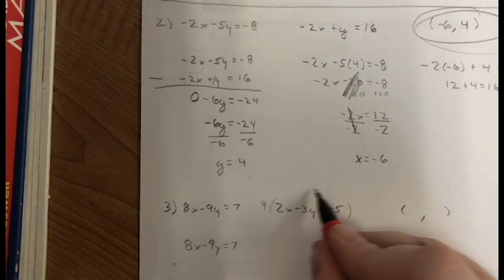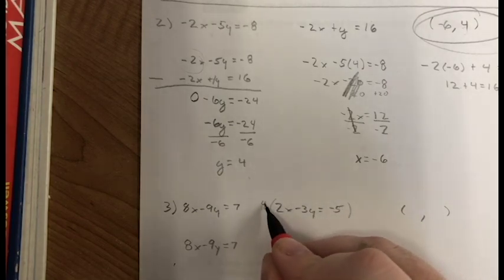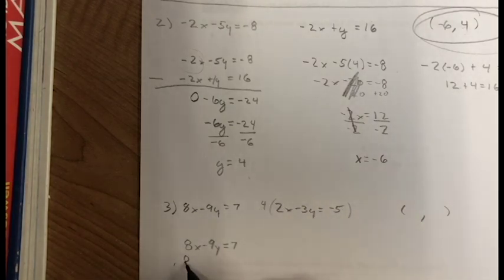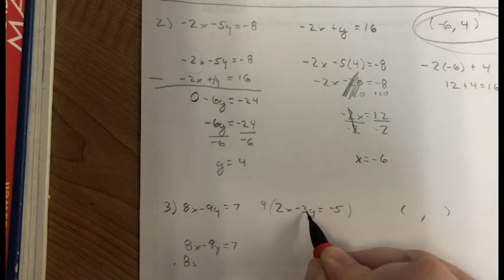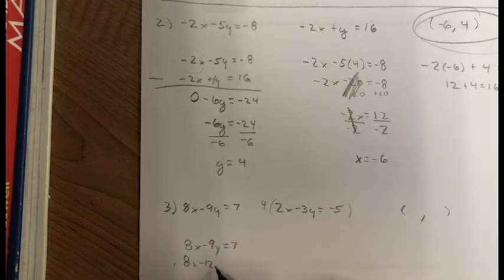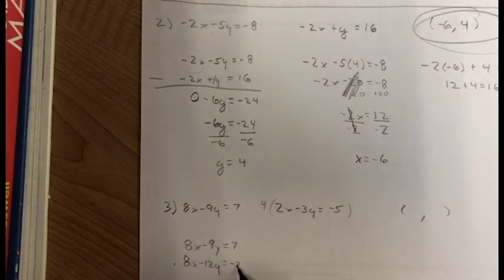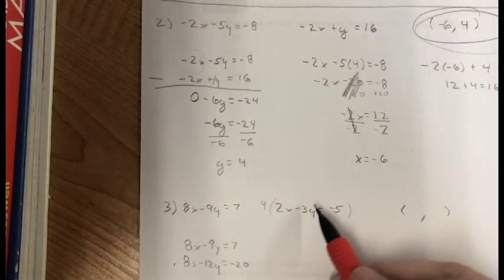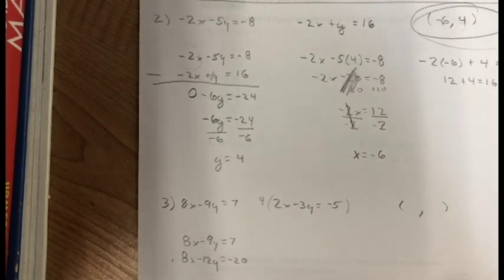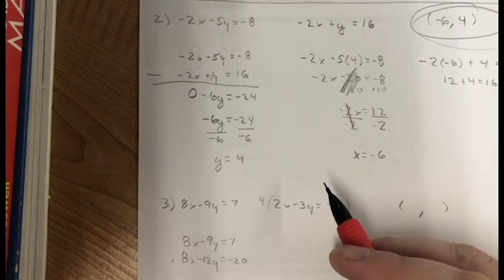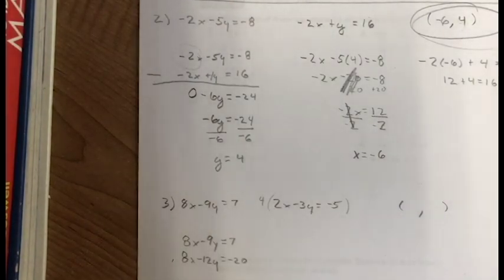And now I want to rearrange this. I know if I go 4 times 2x, I get 8x. And 4 times a minus 3y gives me a negative 12y. And 4 times negative 5 gives me a negative 20. So I have multiplied this equation by a constant to get to where both of these have the exact same coefficient. And that brings me to step 2 now.